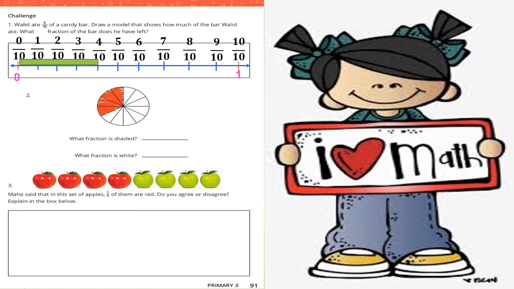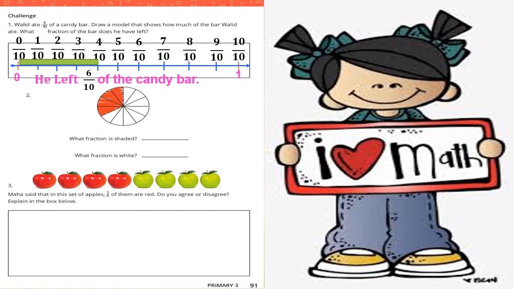But here I want the fraction. The fraction here: how many parts did he leave? He left 6 parts out of the total of parts, which is 10. So he left 6 out of 10 of the candy bar.